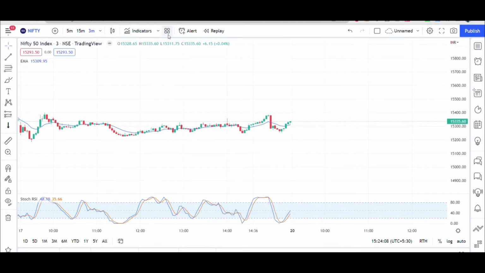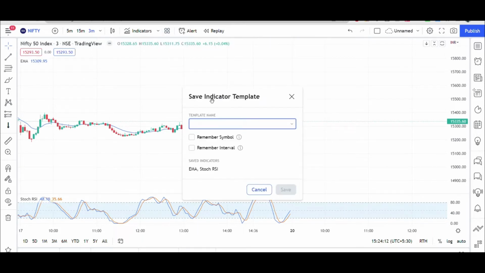And then you have to click on this button, indicator template, and save indicator template. And then here you can write something like expiry scalping, and you can say remember interval. So whenever you apply this indicator template, it will remember this 3 minute time frame and it will apply these two indicators on any chart.